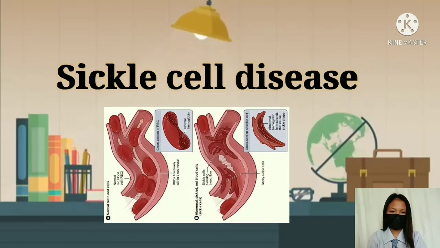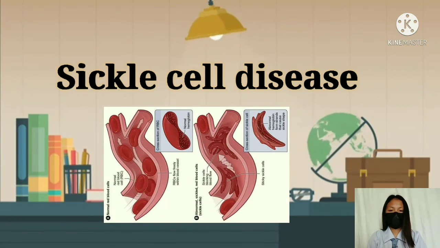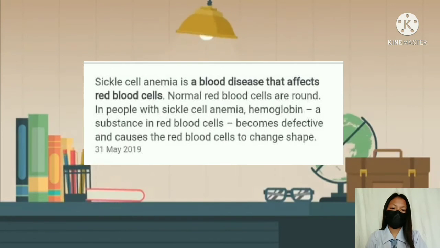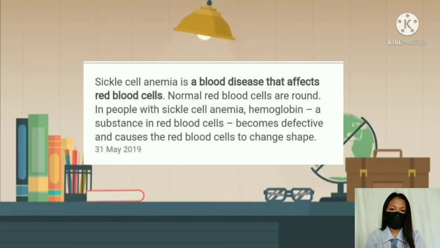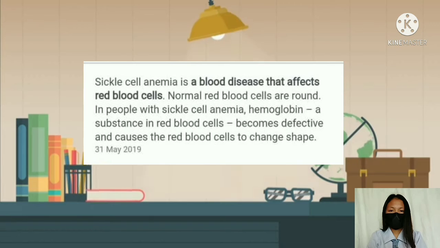The second is sickle cell disease. Sickle cell disease is a blood disease that affects red blood cells. Normal blood cells are round, and in people with sickle cell anemia, hemoglobin, a substance in red blood cells, becomes defective and causes the red blood cells to change shape.